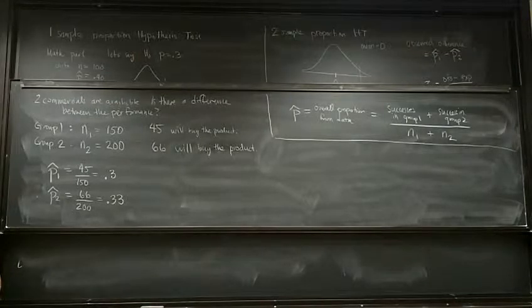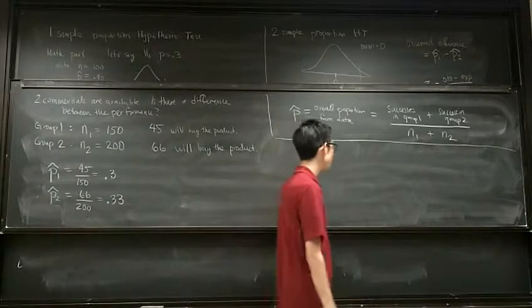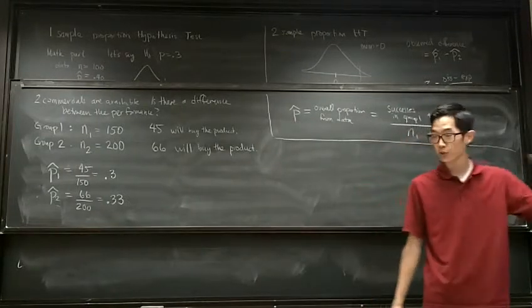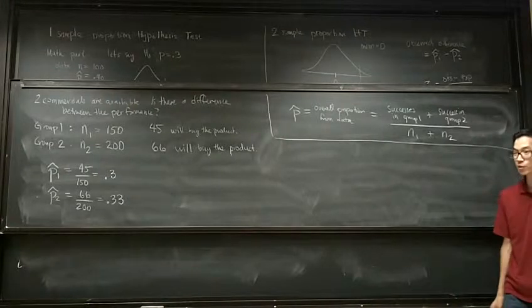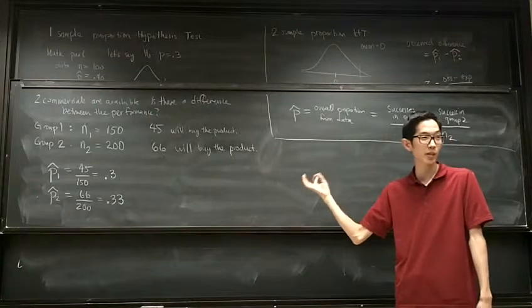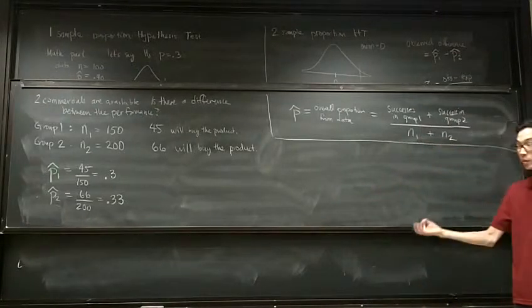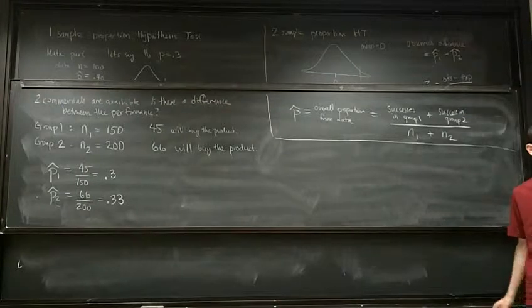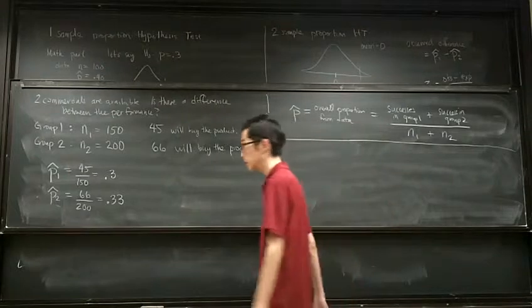So 30% after commercial 1 said they're going to buy the product. I showed 200 other people commercial 2, and after that 33% said they're going to buy the product. Okay, so I'm observing a difference of 3% in the performance of the commercials. So does that mean commercial 2 is definitely better? Maybe, maybe not. We got to do a hypothesis test.